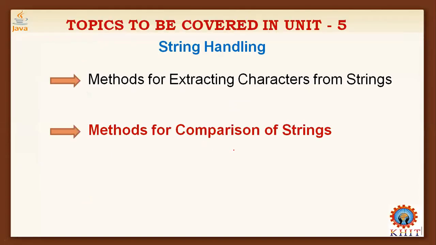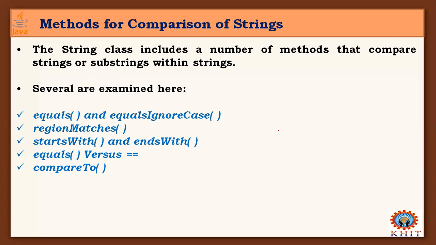Next are methods for comparison of strings. This is important. Comparing strings is not so easy, and you have to follow some methods. The String class includes a number of methods that compare strings and substrings within a string. These are some methods specially designed for comparison of strings in Java: equals and equalsIgnoreCase, regionMatches, startsWith and endsWith, equals versus the == operator, and compareTo. We'll discuss them one by one.